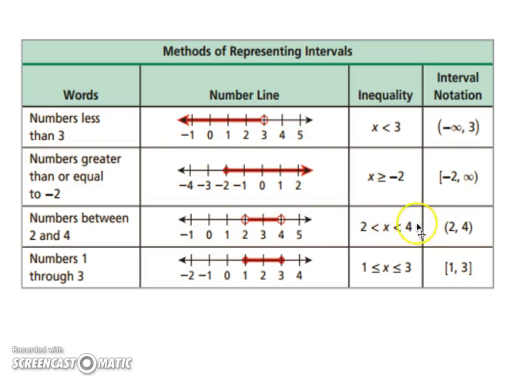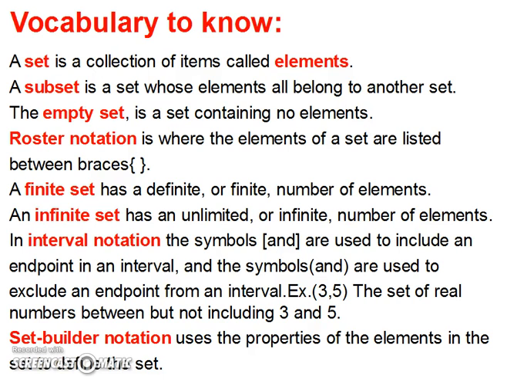As an inequality, this should look pretty familiar. Well, if you're filling in the circle or you're including the value of 1 and 3, you're going to use that bracket. Hopefully this chart helps make a little more sense of the vocabulary word. And then we have set builder notation. It uses the properties of the elements in the set to define the set. This is kind of like having a rule. We'll look at that momentarily.